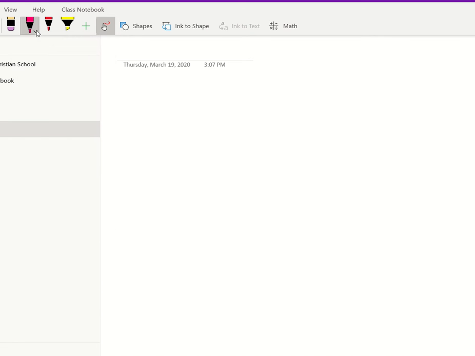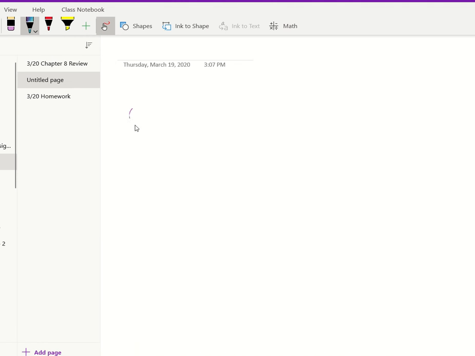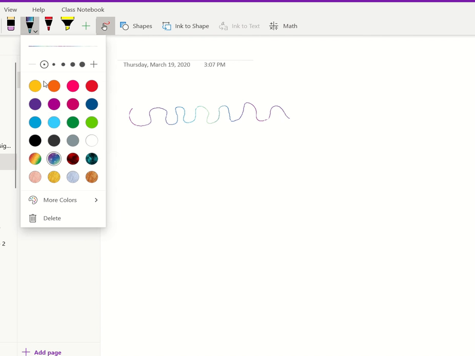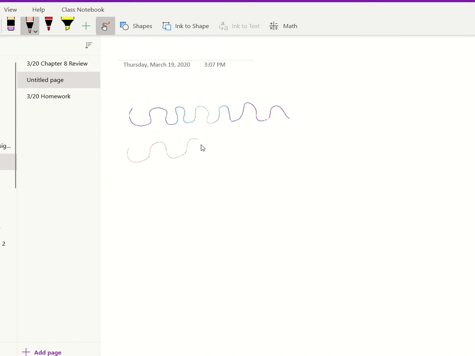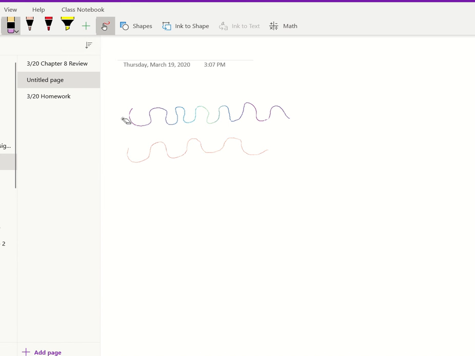There's a ton of different colors in here. I think these ones are totally awesome, but you might want to use a little bit thicker if that's necessary. There's one that actually sparkles. It's really cool. I think it's awesome that they give you multiple different colors just to make it fun. So this is how you can write on any of your assignments.